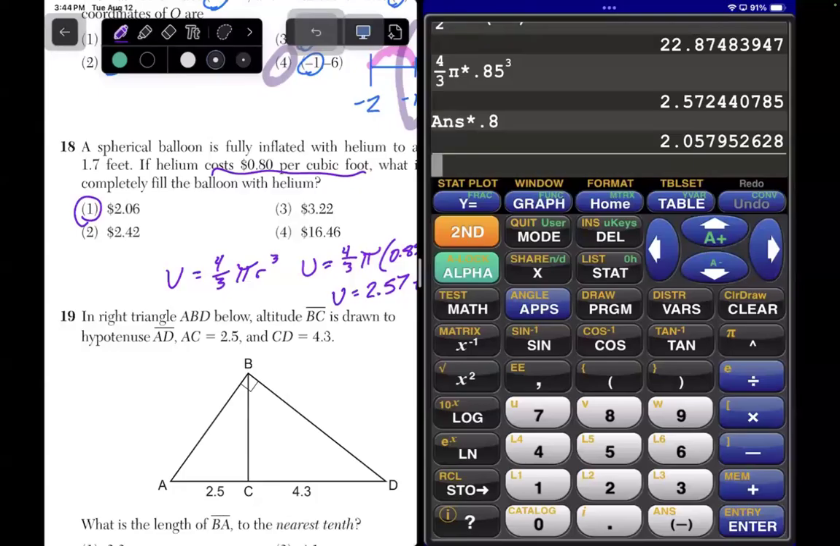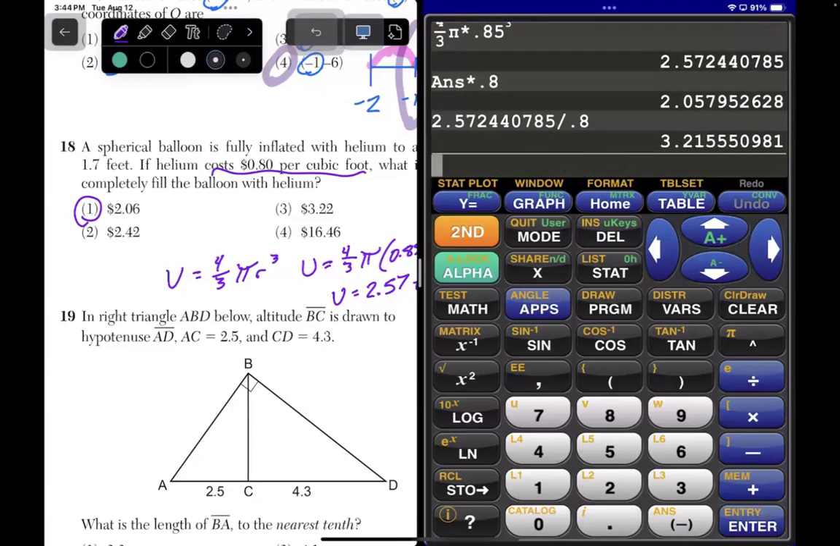The one trick on here is if you mistakenly divided by 0.8, that would be this answer choice. So hopefully you didn't fall for that trick. Just think about it: how many cubic feet do I have? I have roughly 2.6, and it costs 80 cents for every cubic foot. So it's got to be a little bit more than 2.5.